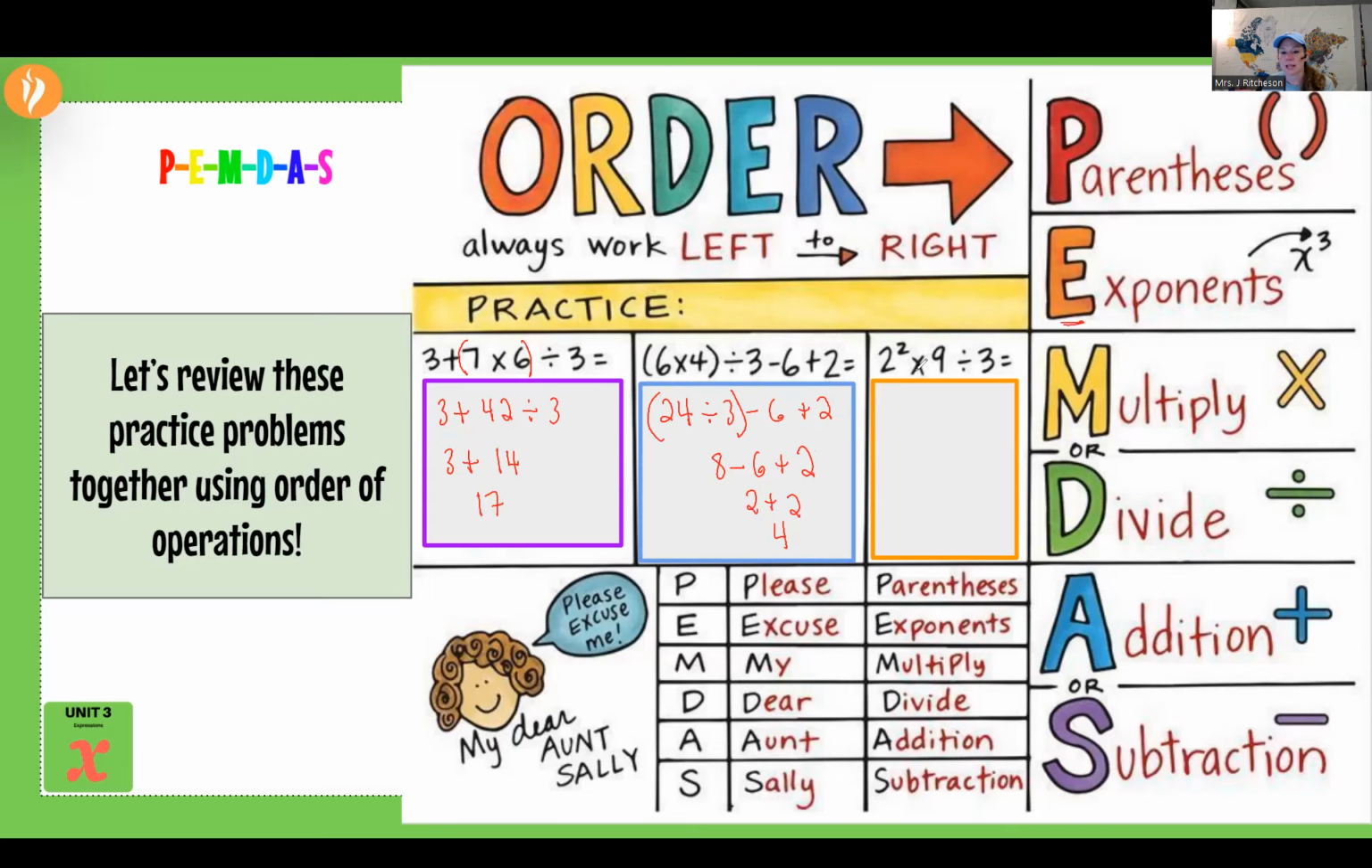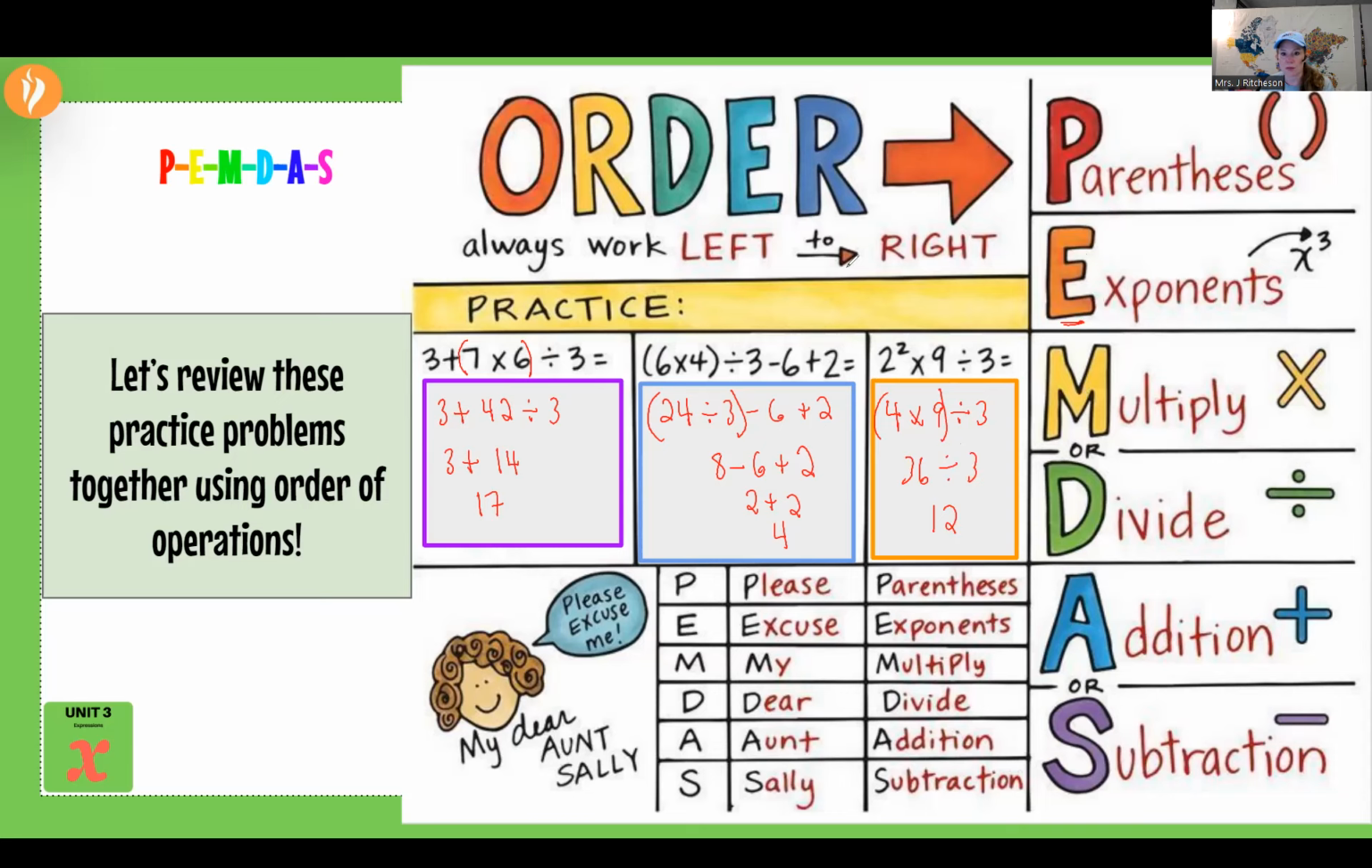All right, please, no parentheses. Do we have exponents? Yep, we have exponents. 2 squared, 2 times 2 is 4. And we write everything else down. After we simplify our exponents, we multiply or divide in order from left to right. So we have 36 divided by 3, and our final answer is 12.